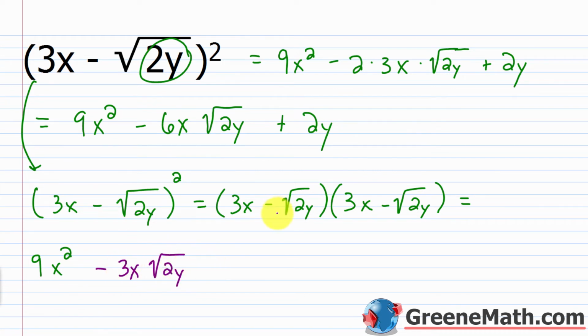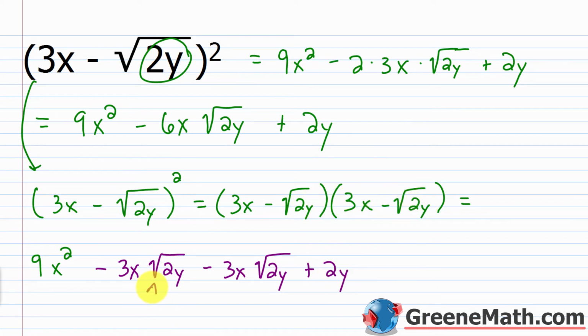The inner would be the same thing, right? Negative square root of 2y times 3x. So negative 3x times the square root of 2y. And then the last would be negative times negative is positive. Square root of 2y times square root of 2y is 2y.